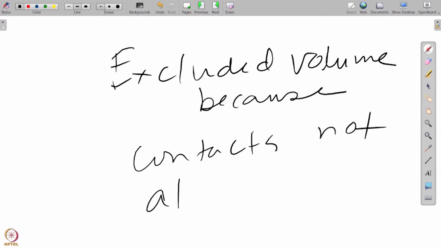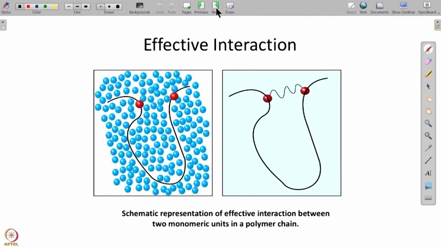You might think it is a small thing, but it is not, because there are a large number of contacts. Okay. Then another thing is the effective interaction that is used, and that is this thing.